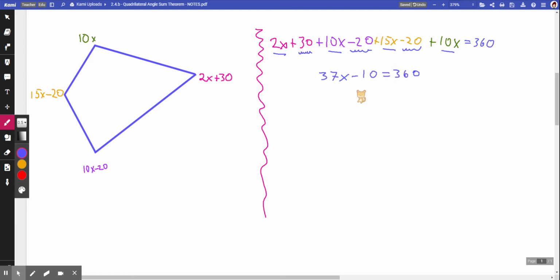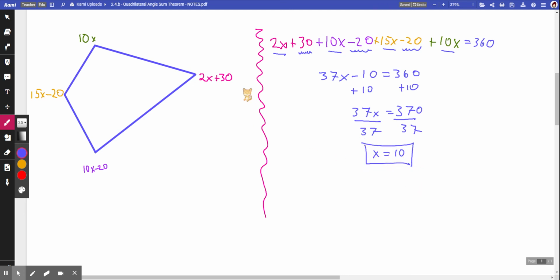And then I'm just going to solve, so I'm going to cancel out that 10 using the addition property of equality, where I add the same thing to both sides of my equation. And then I'm going to use my division property of equality to divide both sides by 37. So I get x equals 10. So now I have the value of x.